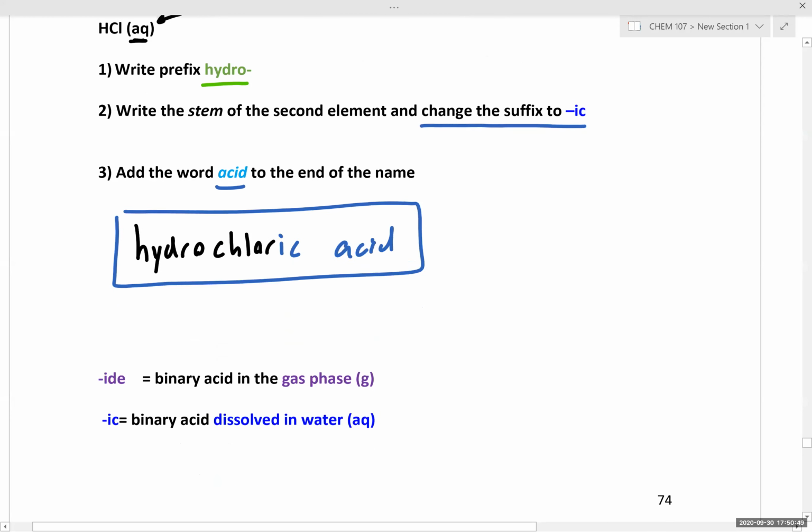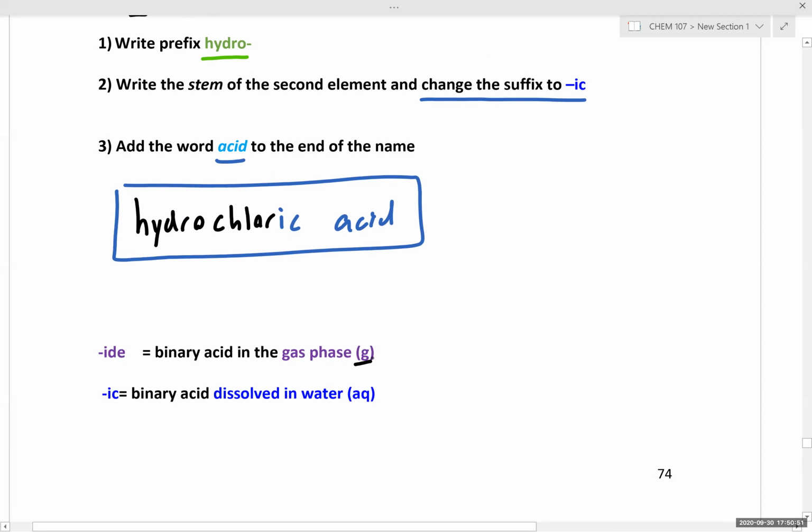So as a shortcut, IDE is for the gas phase, IC is for dissolved in water. So just be really careful with that. This often catches students off guard. You need to pay attention to the state symbol. Any questions, any parts I can elaborate on further?